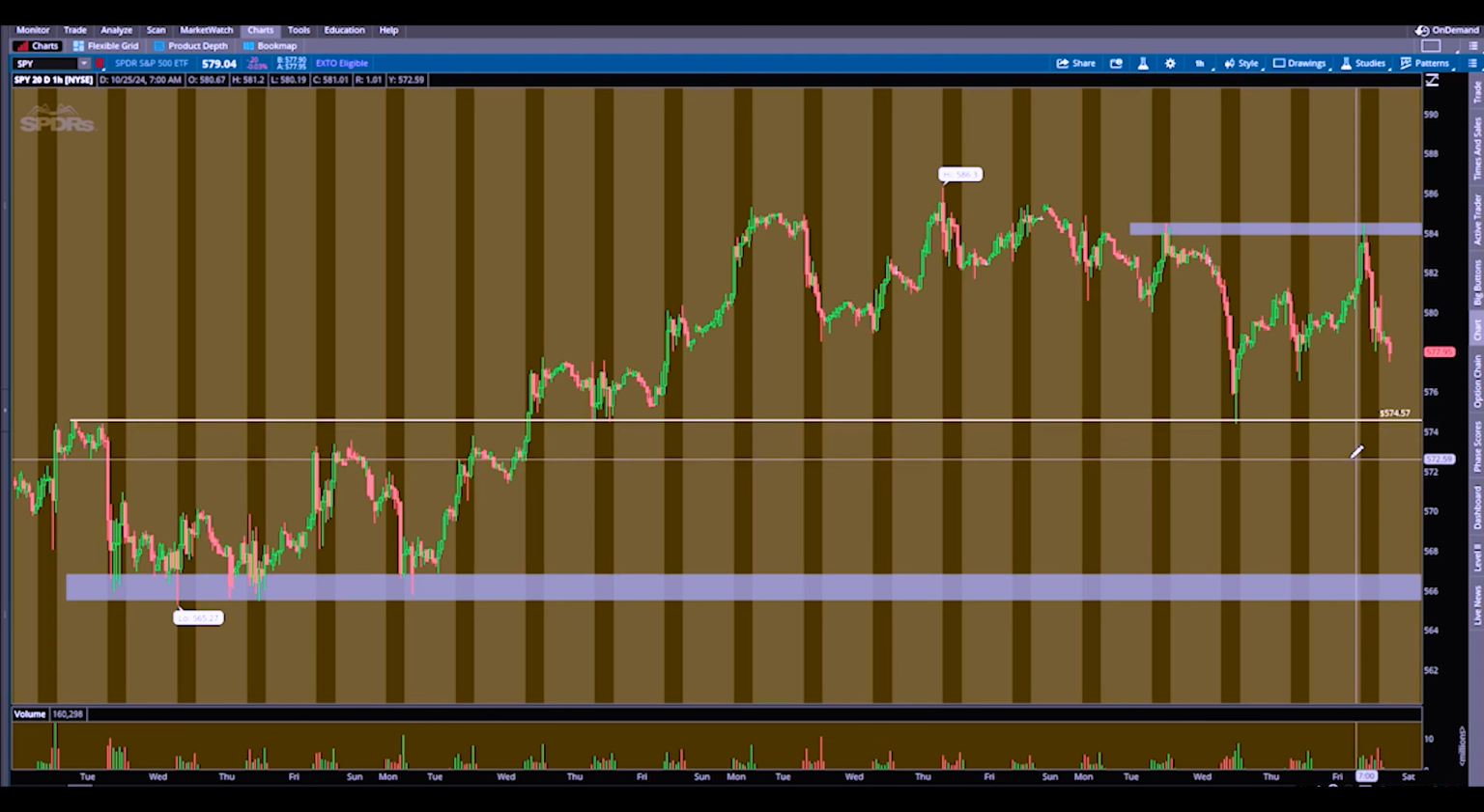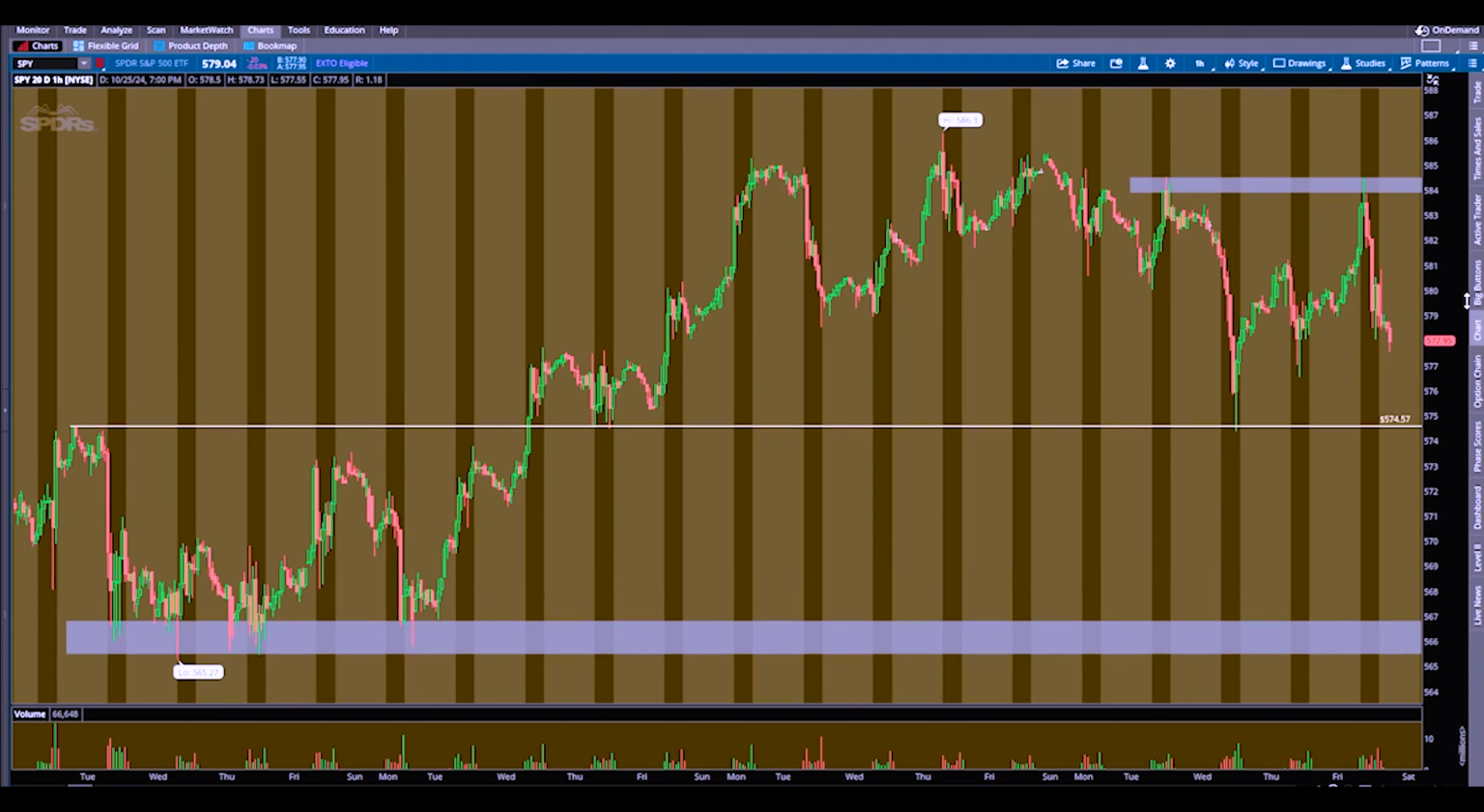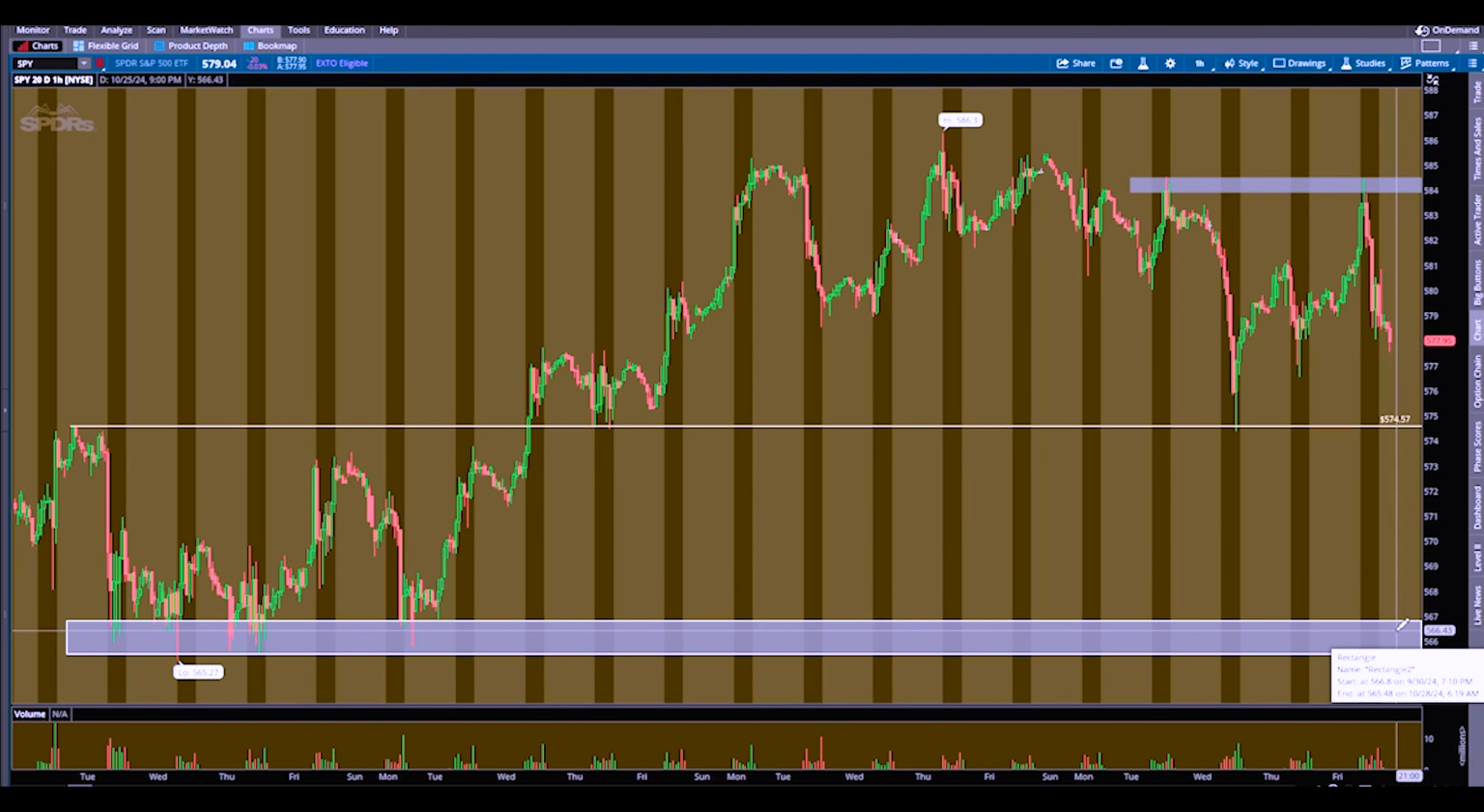And below that, I don't really have a level until way down here around this 566.7 to like 565.2. It's kind of a big zone, but I like this level. It's been a few days since we've been down there, so definitely be watching that.